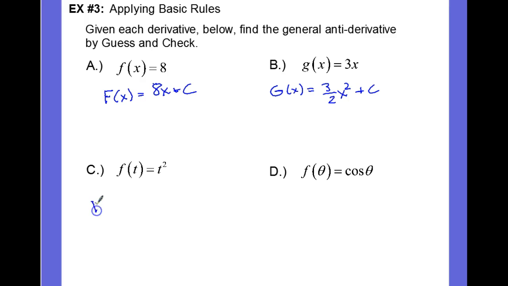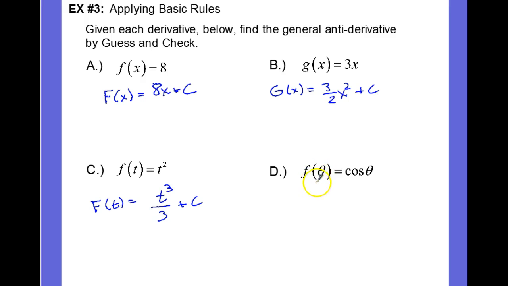In part C, we have capital F of t is going to be equal to, and so this would be raise the exponent by 1, so 2 becomes a 3, and now I want to divide by the 3 and add a constant. And then if I take the derivative back to see if we get what we started with, power times base down 1, 3 times t squared over 3, the 3's cancel, leaving me with t squared, and again the derivative of a constant is 0.